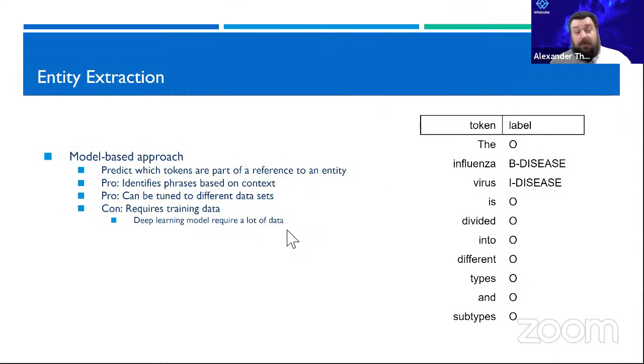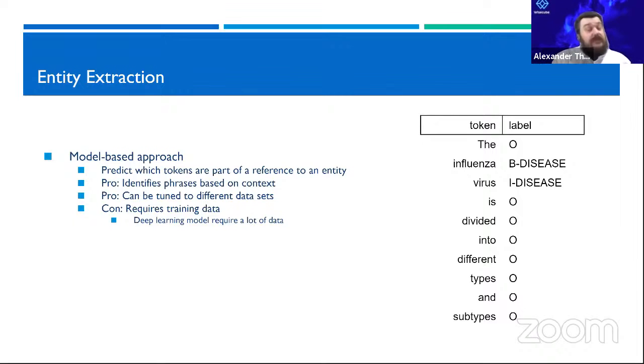On the other hand, model-based approaches predict which tokens are part of the entity, sort of as a classifier. The benefits are that it identifies based on context. So even if you've never seen that particular disease or compound or protein before, it can potentially identify it. Also, it can be tuned to different data sets. With a dictionary-based approach, there's no actual tuning. You can adjust your text processing to try to have it work a little bit better, but there's no real tuning you can do.